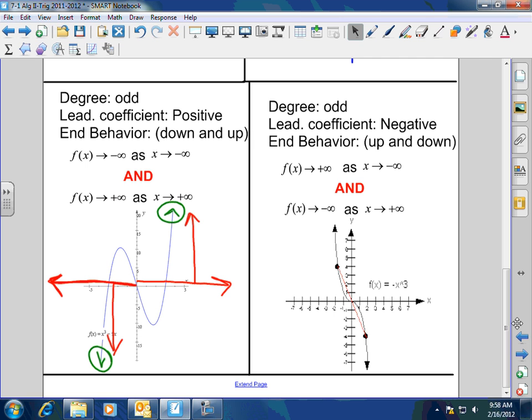And it's the exact opposite for when it's odd and negative. If it's odd and negative, going left to right again, as x is decreasing negatively, what's happening to the y? It's increasing. Very good. And as x is increasing infinitely, what's happening to the values of y? They're decreasing. So when it's odd degree negative, it's up and down.